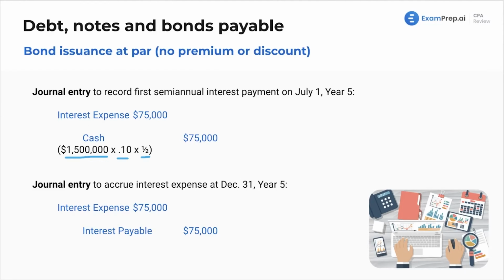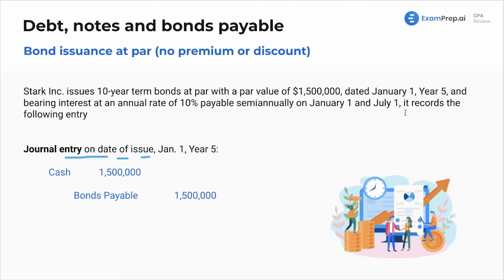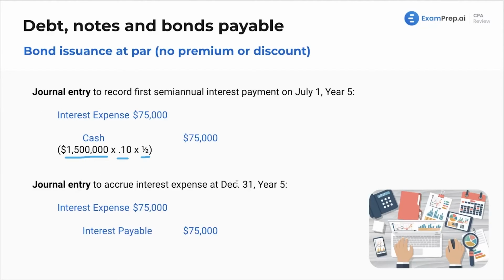All right, so journal entry to accrue interest expense at December 31st, year 5. Well, why are we doing this entry? Let's look back. We pay it on January 1st and July 1st. So it's saying at December 31st. So yes, we'll pay it off the next day, but up until that point, we've been accruing it. So we've accrued it. We do the interest expense, right? Because it keeps going up.